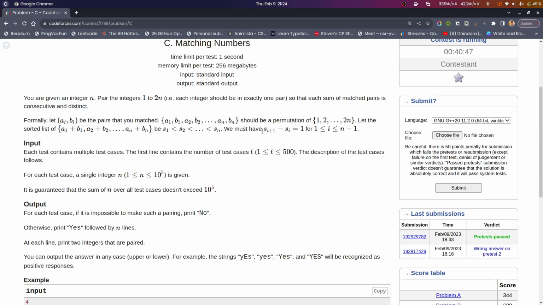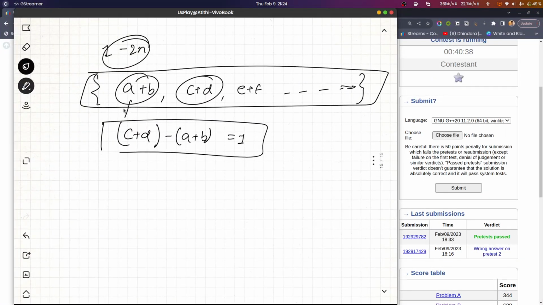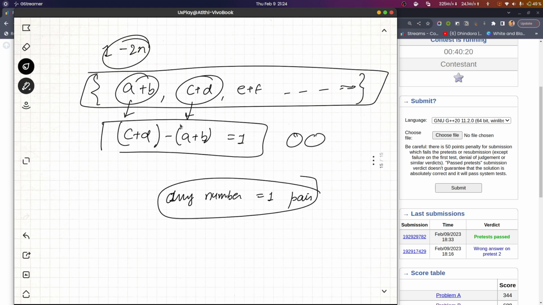Basically the first pair and the second pair, let us assume that this is in sorted order right now, and the second pair minus the first pair will always give me result 1. So basically the difference between the next pair and the current pair is equal to 1, and any number is in only one pair. Basically there will be n containers, and any number from 1 to 2n will go to exactly one container.